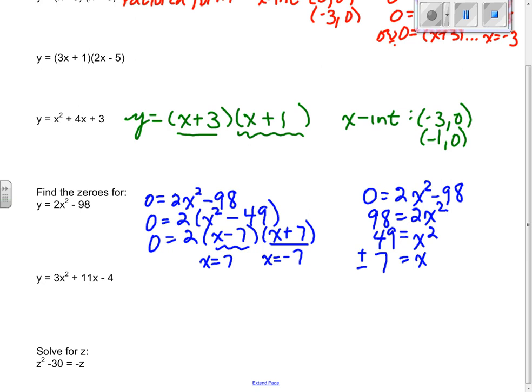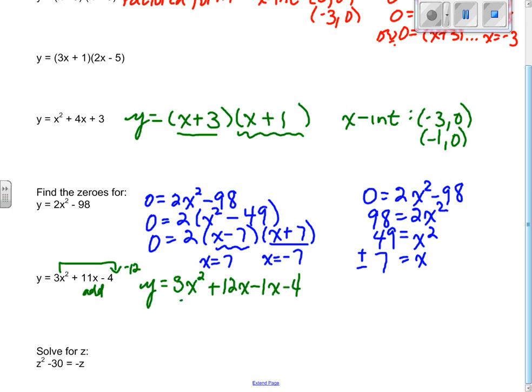Y equals 3x squared plus 11x minus 4 is not in factored form. To find the x-intercepts, I'm going to try and factor it. It is a more difficult trinomial, so I would have to decompose, where the two numbers would add to 11 and multiply to minus 12. My two numbers would be 12 and minus 1. So I'm going to decompose it as 3x squared plus 12x minus 1x minus 4.